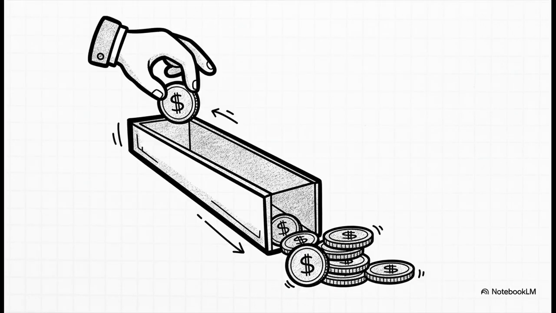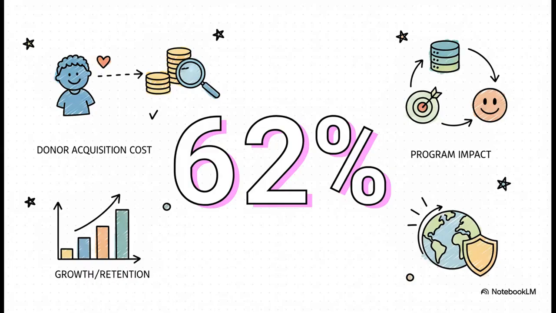Let's keep it simple. Say a campaign costs you $5,000, but it brings in $20,000. Your ROI is 300%. Put another way, for every single dollar you spent, you brought $3 back to the mission. Now that is an insight you can take to the bank. And why is this so critical right now?